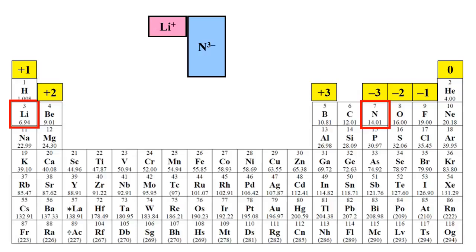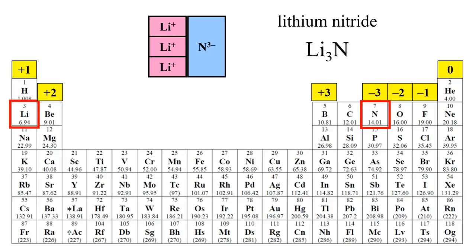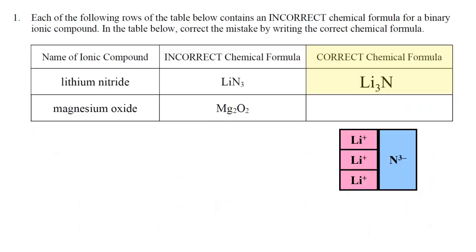So in order to get the charges on the ions to balance, to produce a chemical formula for a binary ionic compound that would have a total charge of 0, I need 3 lithium ions for every 1 nitride ion. And so that makes the correct chemical formula for lithium nitride Li3N. So I'm going to write that correct chemical formula for lithium nitride in the column on the far right. That is the correct chemical formula.